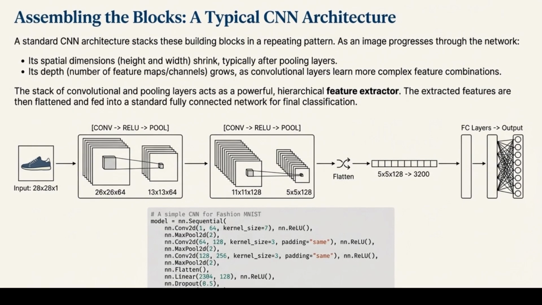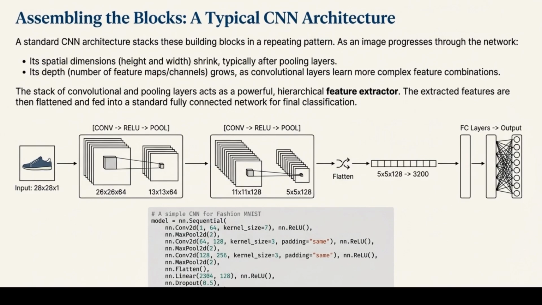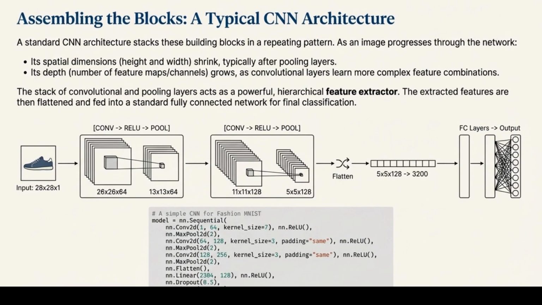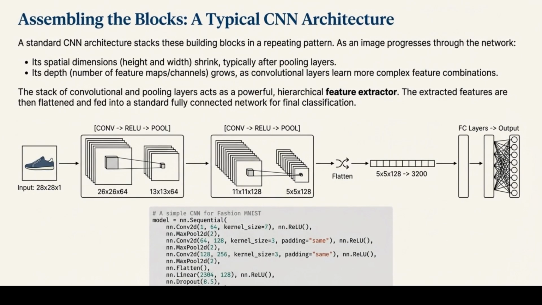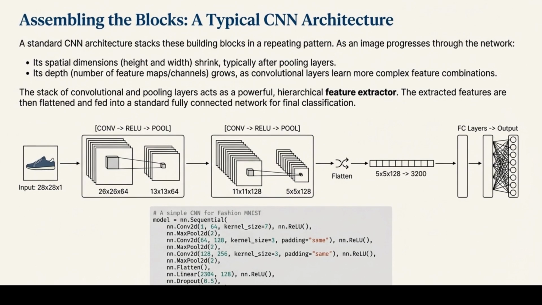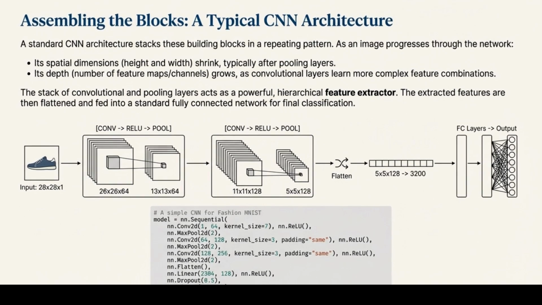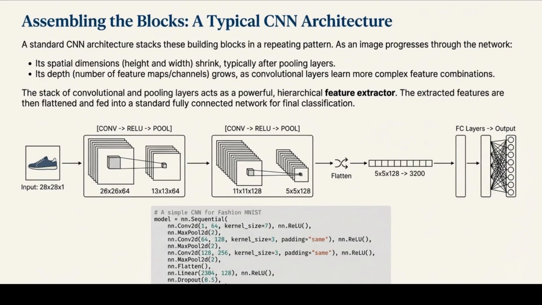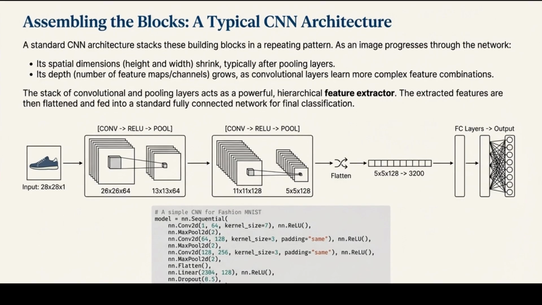The Python code snippet below demonstrates how simple this architecture is to define, stacking multiple convolutional blocks, flattening the output, and finishing with standard linear layers for prediction. This fundamental pattern has driven computer vision success for decades.